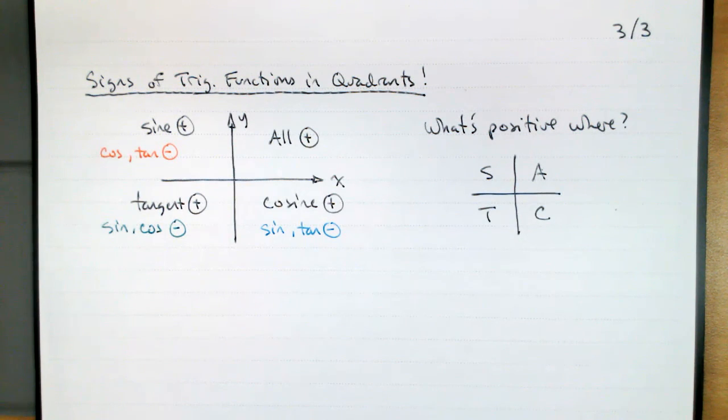So we'll put these together next week on Tuesday. So this weekend, your job is to learn those 15 values, learn what's positive where, learn how to get your reference angles, and then try to figure out how this is all going to get put together. Any questions?